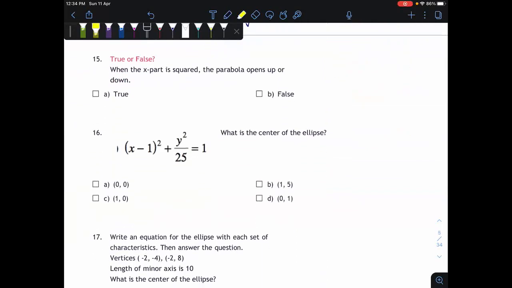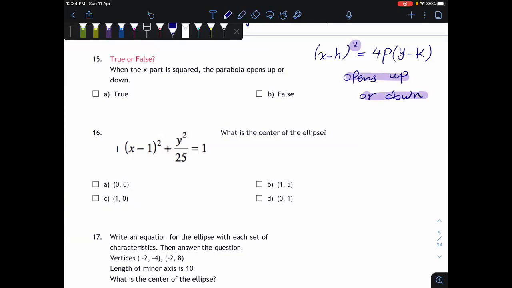Next question, number 15, true or false? When the x part is squared, the parabola opens up or down? True or false? When we have this equation, x minus h all squared is equal to 4p into y minus k, the parabola exactly opens up or down. So when the squaring is on the x, it opens up or down. And when the squaring is on y, it opens right and left. So it's true.